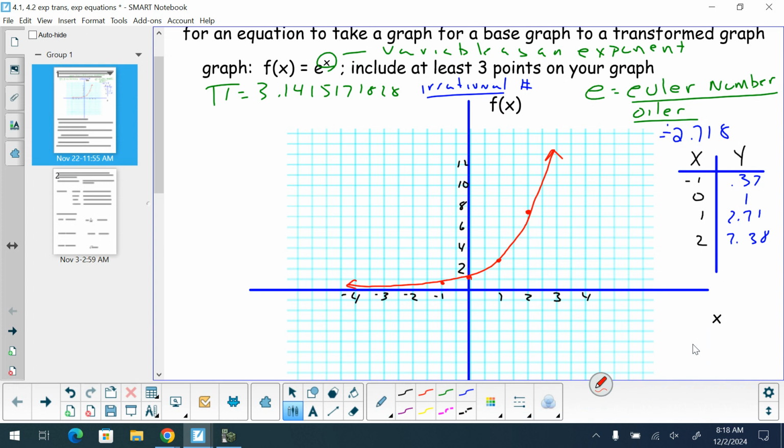It is not going to be a linear function, it will be an exponential function. This would be an exponential growth function. Why we call it growth is because as x gets bigger, y will get bigger. That's an exponential growth.